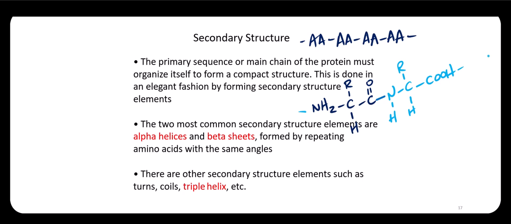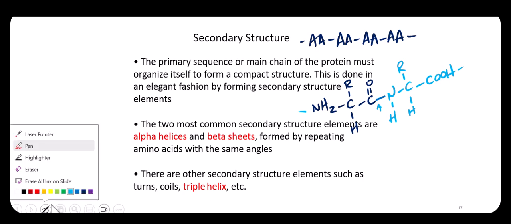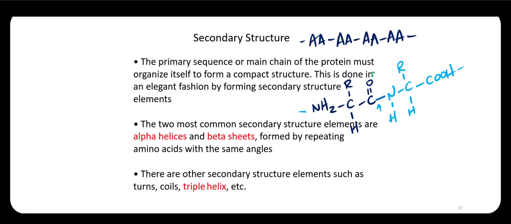So we have the peptide bond, and we said already that oxygen is a big electron hog, meaning it's going to end up having a partial negative charge. When oxygen hogs electrons, hydrogen's always the victim. So the amino hydrogen is the victim. It's going to end up with a partial positive charge.